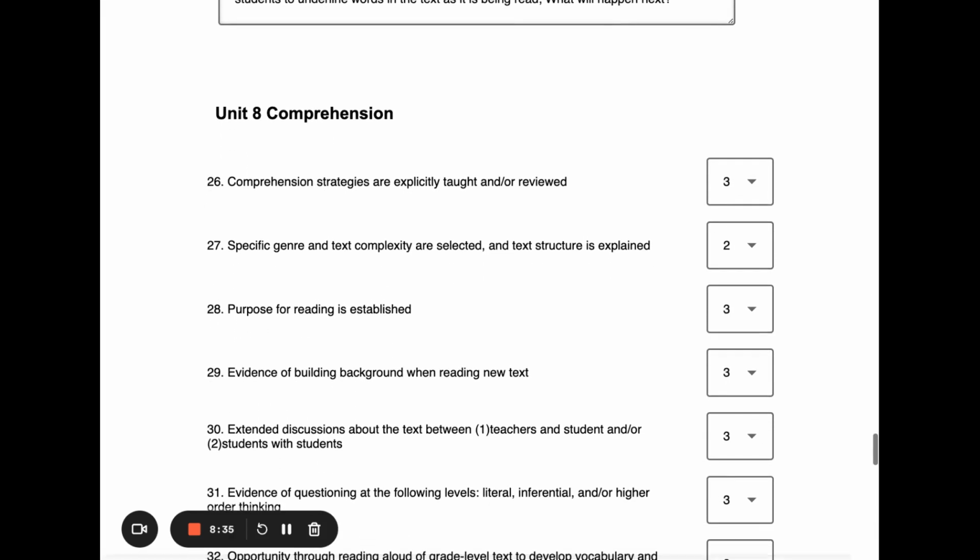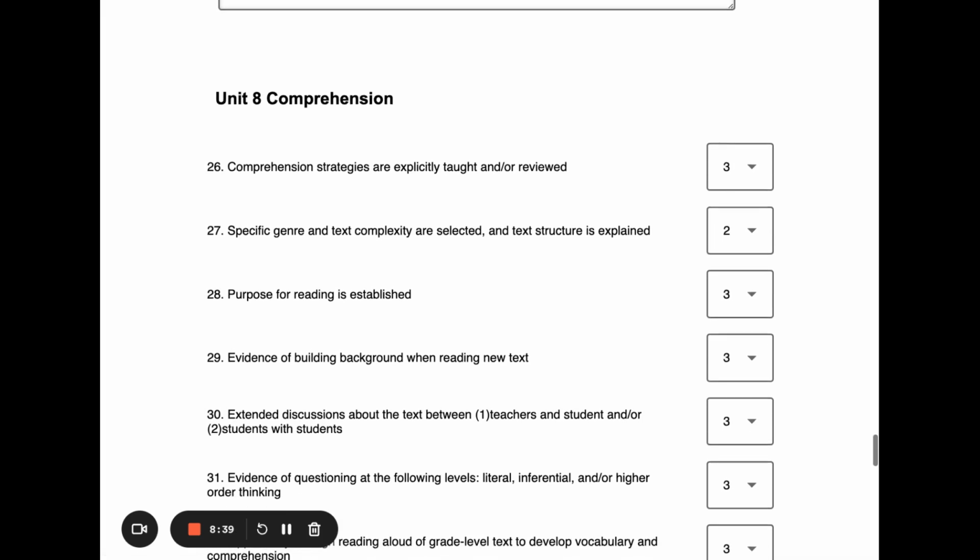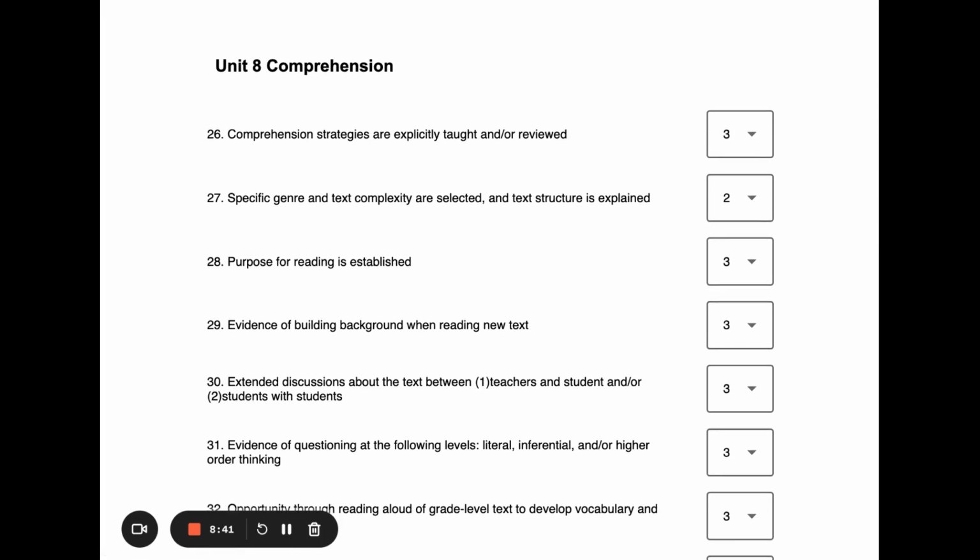The next section includes observation of comprehension components within the lesson. We scored the lesson a 3 for number 26 because the lesson included explicit instruction for the ACE strategy. Number 27 was scored a 2 because the text structure was explained, not directly taught. We scored number 28 through 32 all 3 because the lesson included evidence of all of these.